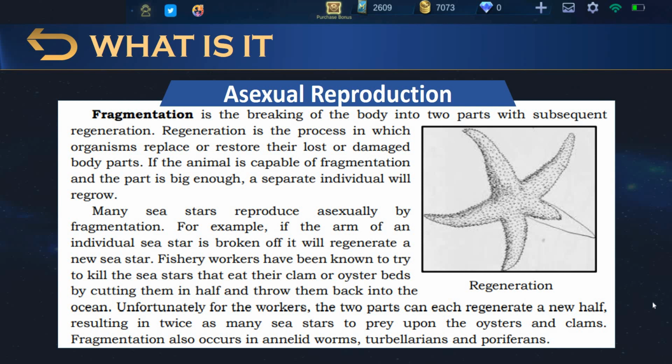Fishery workers have been known to try to kill the sea stars that eat their clam or oyster beds by cutting them in half and throwing them back into the ocean. Unfortunately for the workers, the two parts can each regenerate a new half, resulting in twice as many sea stars to prey upon the oysters and clams. Fragmentation also occurs in annelid worms, tubularians, and poriferans.